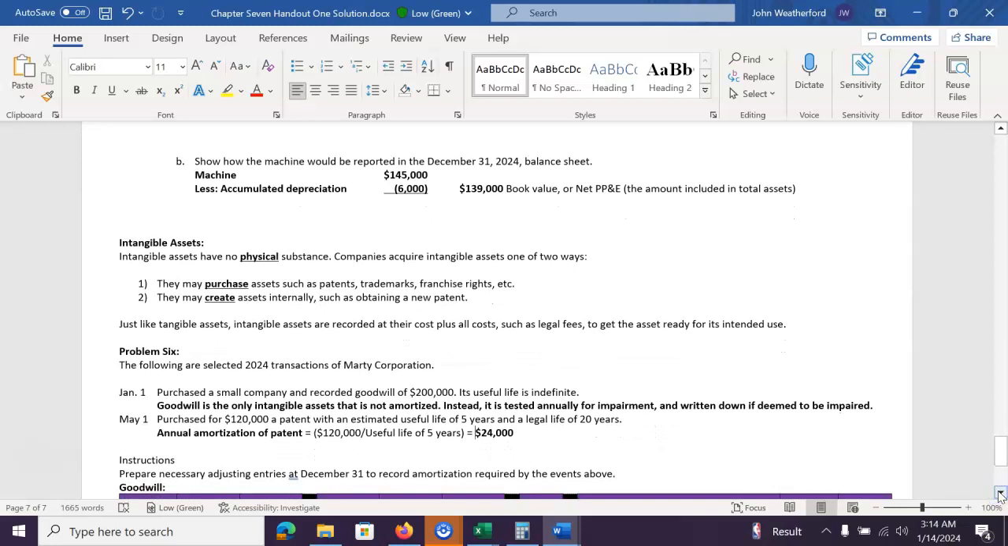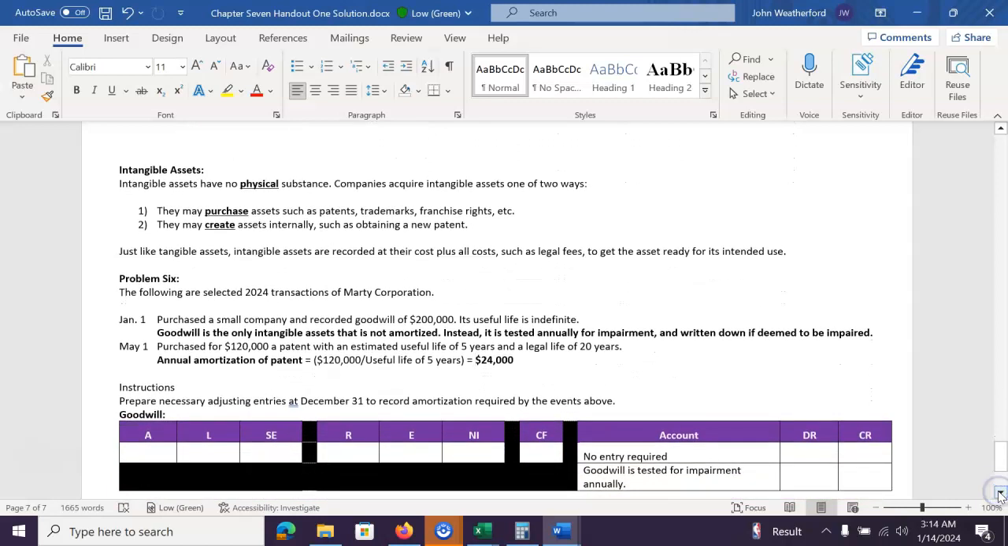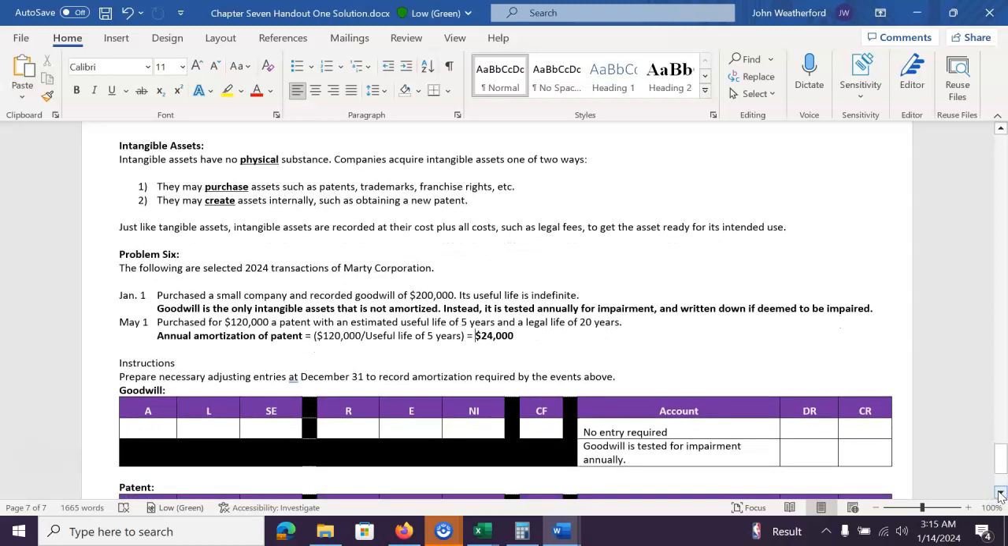Now we want to do the December 31 journal entries for the goodwill. No entry required at the end of the year. No adjusting entry required to bring it up to date. Again, it's just tested for impairment and written down if deemed to be impaired. Let's keep moving there. Let's go to our patent.